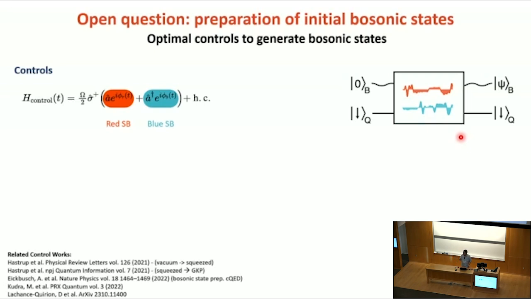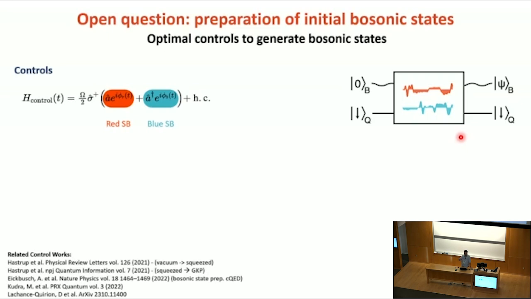This is separate work, but we believe that the things that we do here will also address that. Essentially, we came up with an optimal control scheme to effectively create arbitrary bosonic states. The idea here is we have these blue sideband and red sideband interactions.